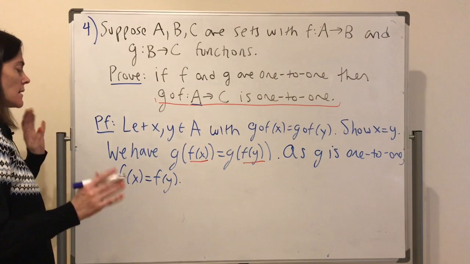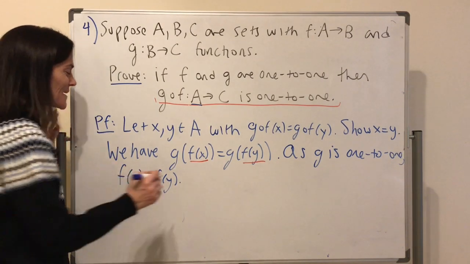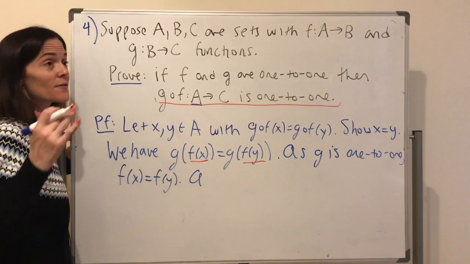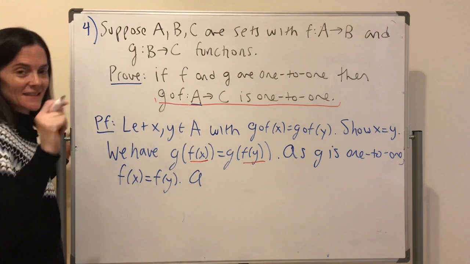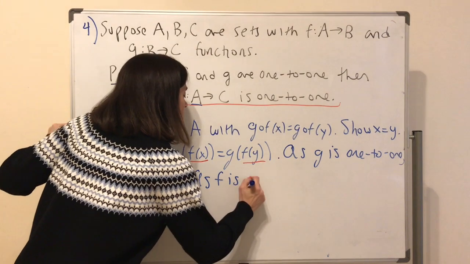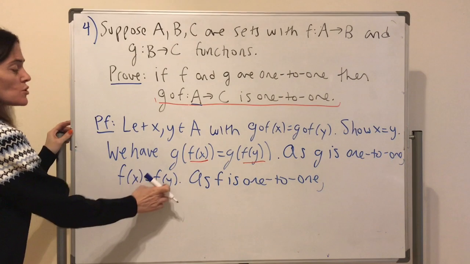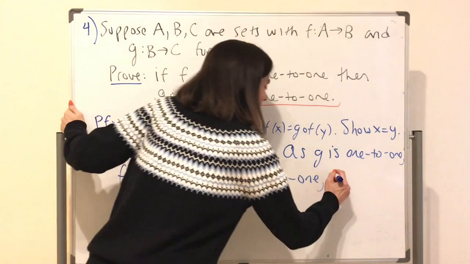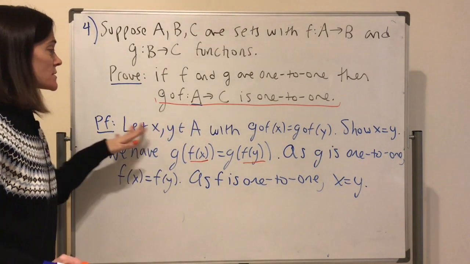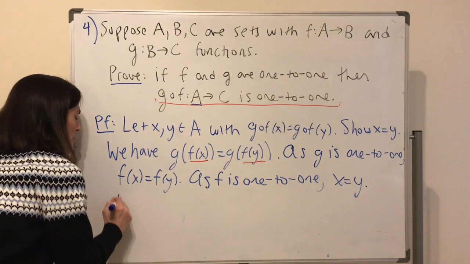And then now I use that F is one-to-one. So now I have the F of two different inputs being the same. F is a one-to-one function. So as F is one-to-one, these two must be the same. X equals Y. And you notice that's exactly what I needed, right? My first sentence says show X equals Y. I have shown X equals Y, and my proof is over.